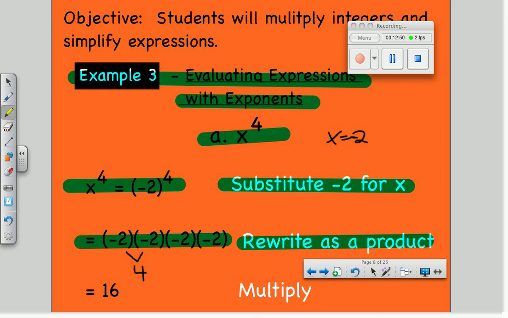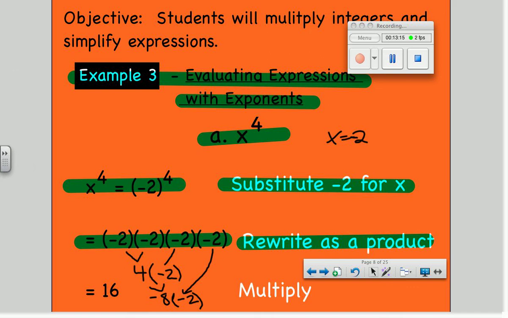Now we're going to multiply 4 times negative 2. 4 times negative 2. Positive times negative is negative. That's negative 8. And I still need to multiply this one, let's not forget. Times negative 2 again. Negative 2 times negative 2, hate to hate, that's good, that's positive. So our result is positive 16. Okay?